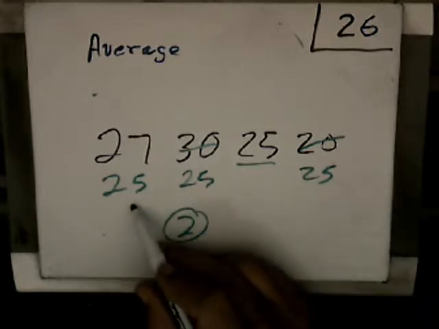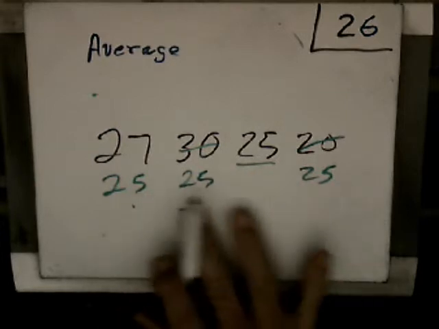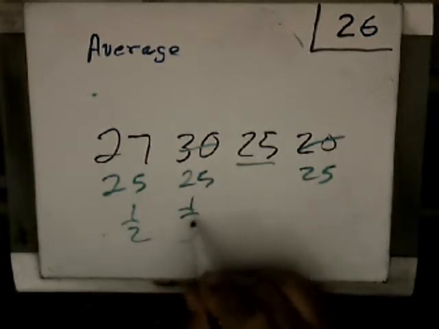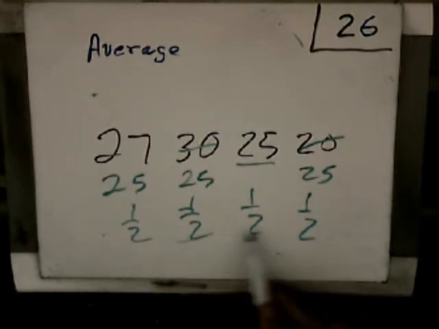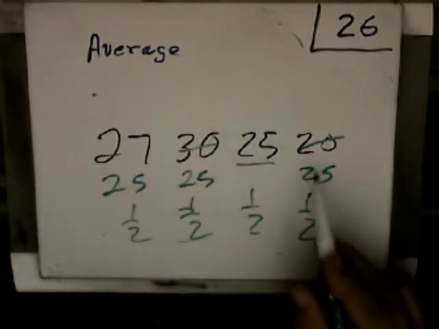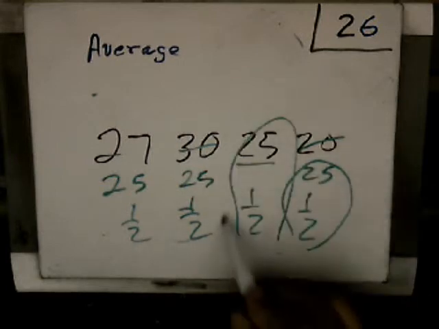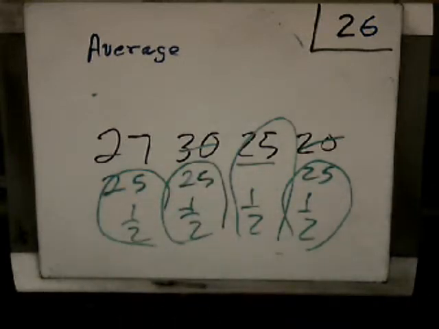And then I have 2, which I'm going to spread between all 4 positions. Well, if I put 1 here and 1 here, that eats it up. So I'm going to put a half here, a half here, a half here, and a half here. So there's my 2, and my average is 25 and a half. They're all 25 and a half. So that's my quick approach to finding the average of that.